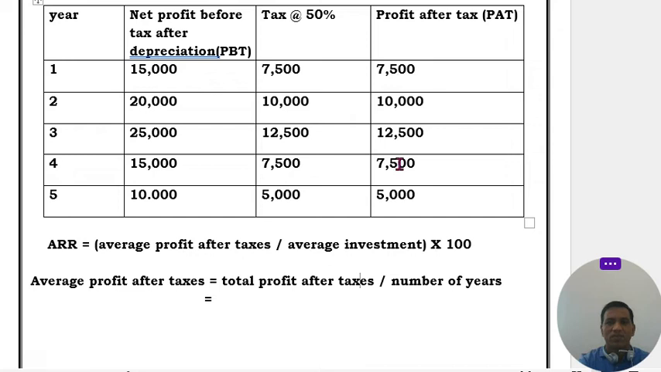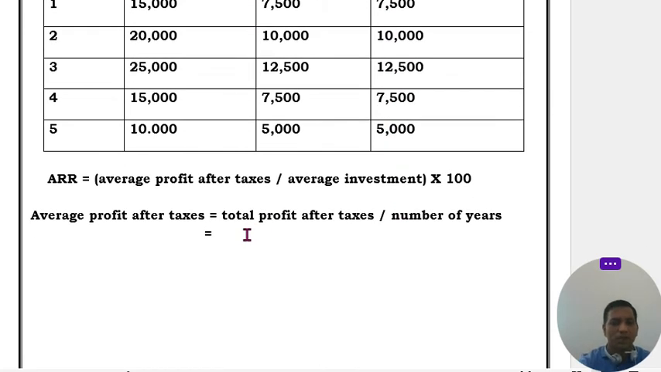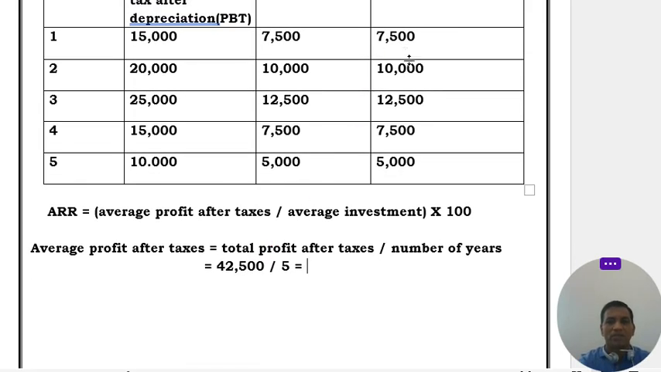So 7,500, 15, 25, 30, 42,500. I got 42,500. 42,500 divided by how many years? 5 years. Let me calculate again. 17,5, 20, 30, 37, 42,500. Okay. Now the formula is 42,500 divided by 5. That is 8,500. Average profit after taxes, the numerator value is ready, 8,500.